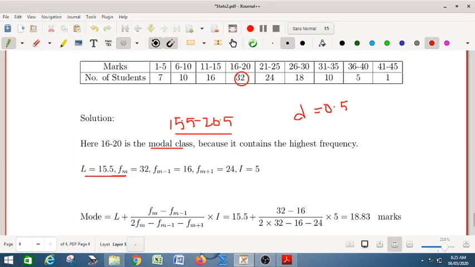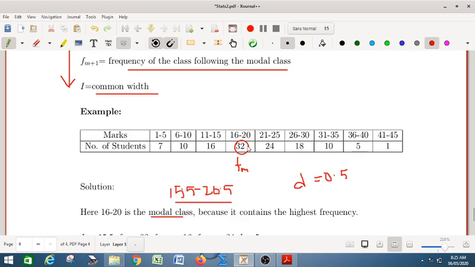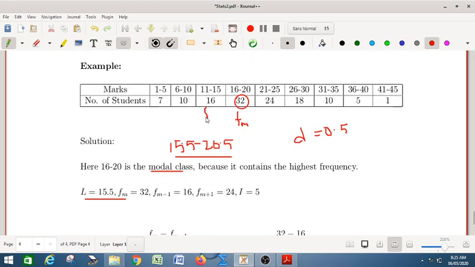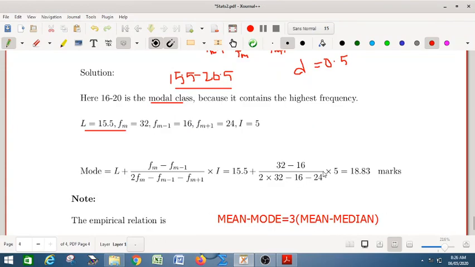So the lower boundary of the modal class is 15.5, the frequency of the modal class is 32, FM minus 1, the frequency preceding the modal class, is 16, FM plus 1, the frequency following the modal class, is 24, and the width of the class is 5. If you substitute, you will get the value. This is how you calculate the mode for a group frequency distribution.